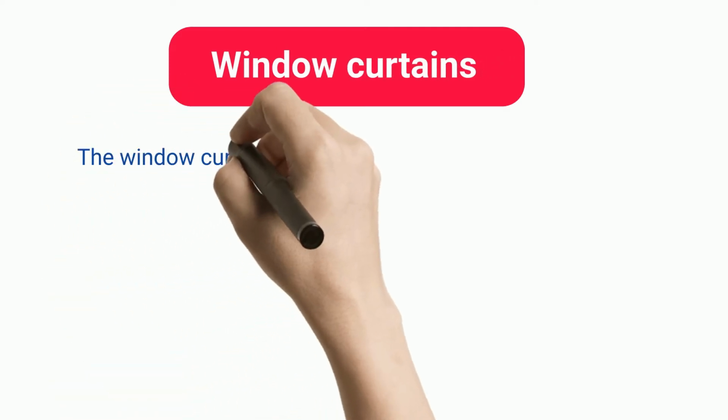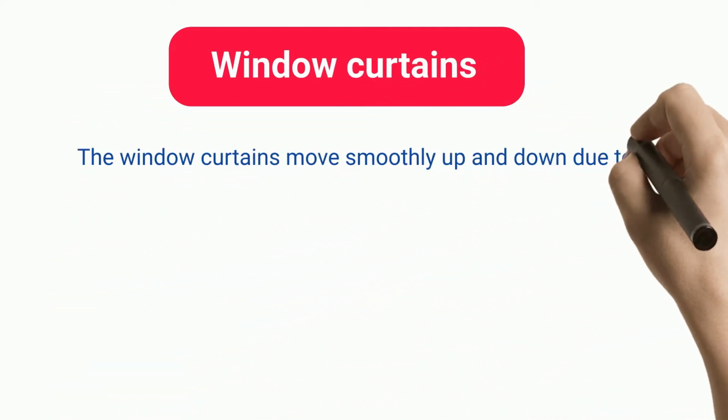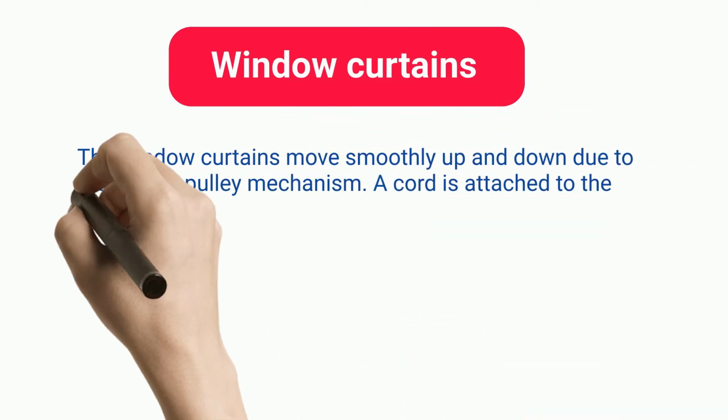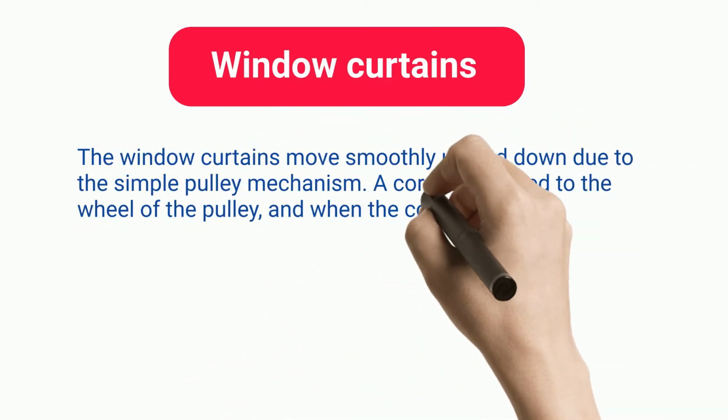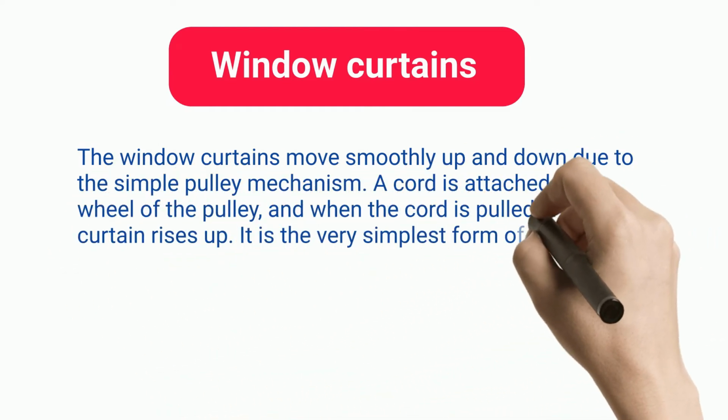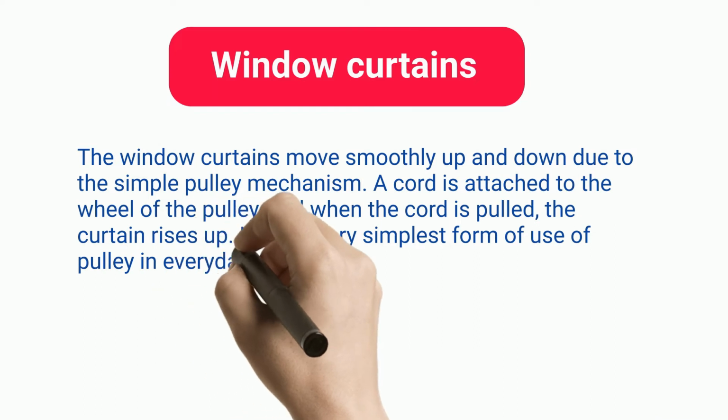Window curtains. The window curtains move smoothly up and down due to the simple pulley mechanism. A cord is attached to the wheel of the pulley, and when the cord is pulled, the curtain rises up. It is the very simplest form of use of pulley in everyday life.